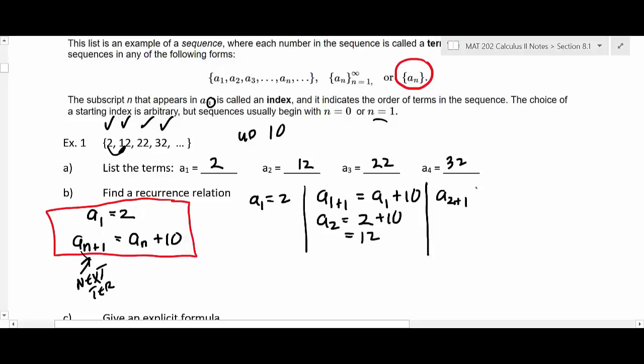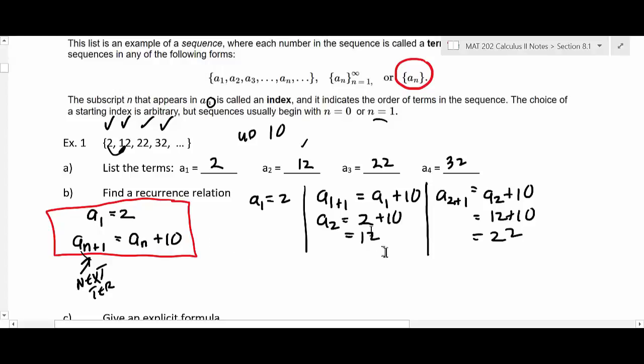Well, according to the recurrence relation, you do a of 2, and then you do plus 10, like that, okay? Well, what's a of 2? A of 2 is 12, so 12 plus 10 is 22, and so forth. So what you're doing with a recurrence relation is you're relating, to get the next term, you're doing something to the previous term. Does that make sense?